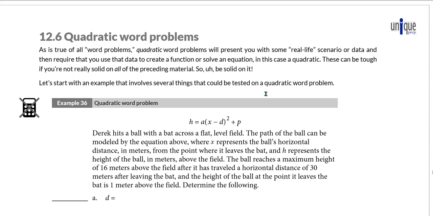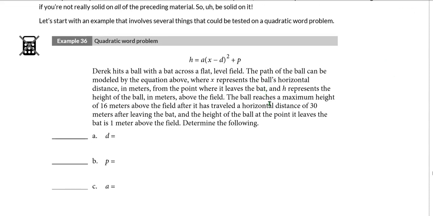Example 36 is a reasonably straightforward example that will illustrate what I'm talking about. If you want to try this one on your own, pause the video and do so. So in example 36, we have Derek hitting a ball across a flat level field. The path of the ball can be modeled by the equation above. So we have this equation. It's clearly a quadratic because of that square right there. And we should be able to tell that this quadratic is in vertex form.